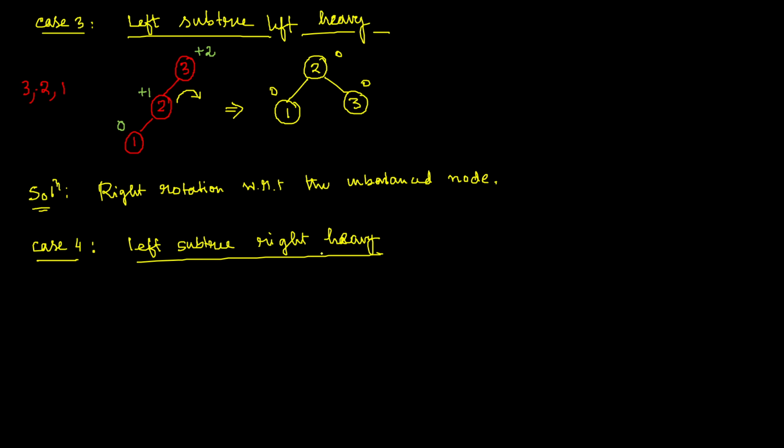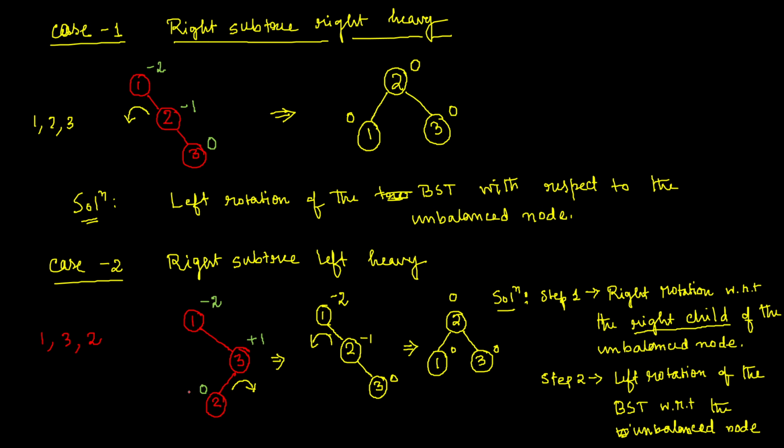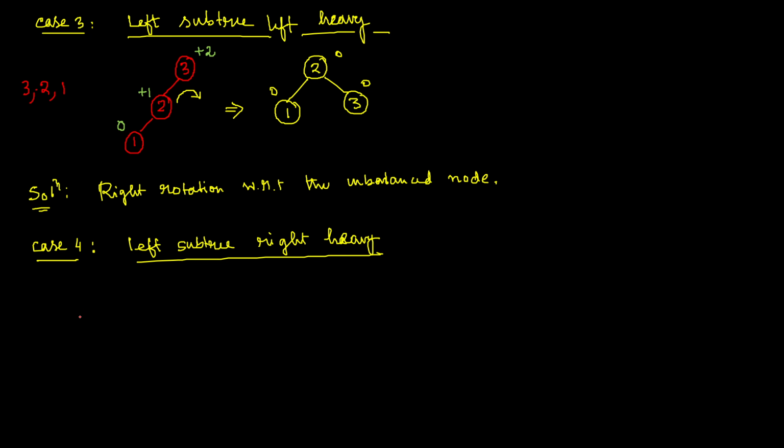So left subtree right heavy means the situation is again something like a mirror image of this situation, right? So here the data can be something like 3, 1 and then 2. Suppose the data set given is something like this and you want to create a binary search tree, what will happen? A tree will be created in a form something like 3 on this side, then here it is 1 and then here it is 2.